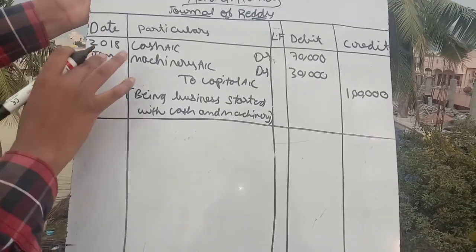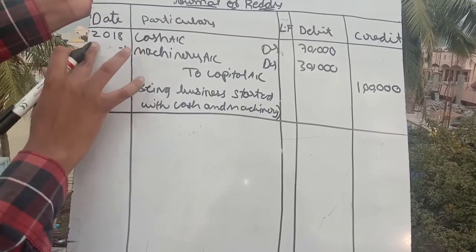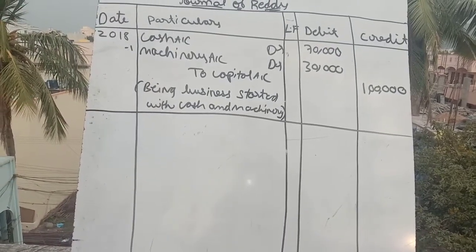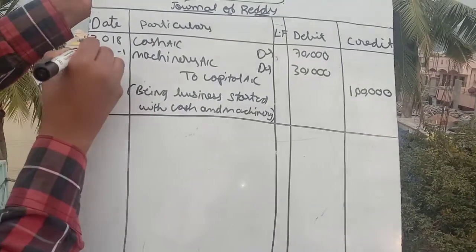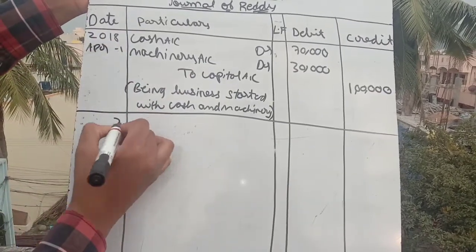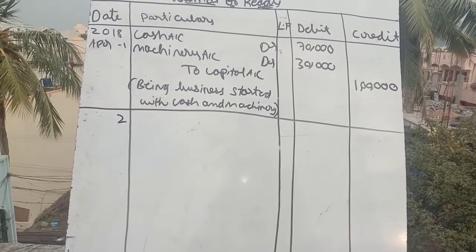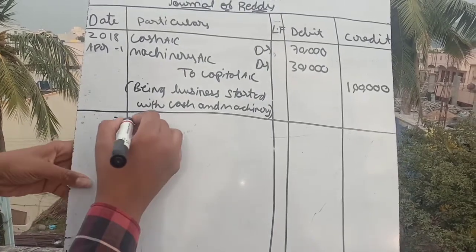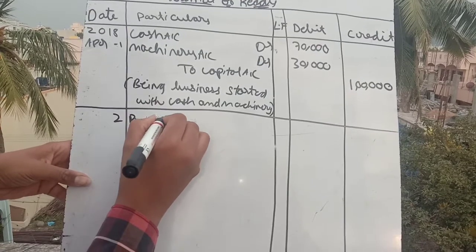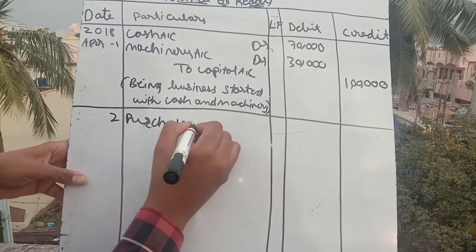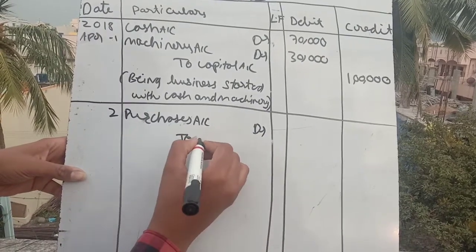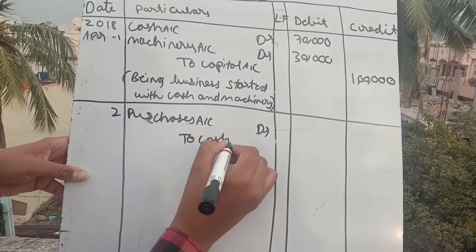Sorry friends, the month is not January, it is April. So the April month, we can write APR. So the second date, the date is 2 in April month. Purchase 30,000. We know that entry is purchase account debtor to cash account.